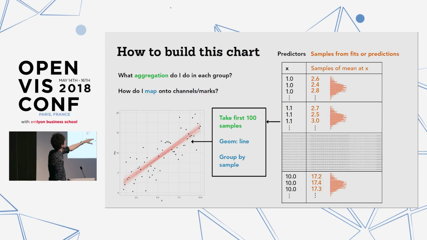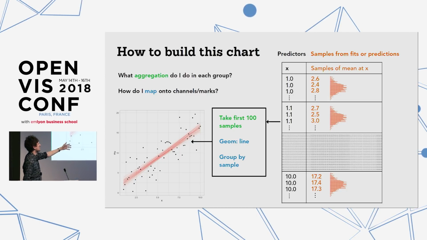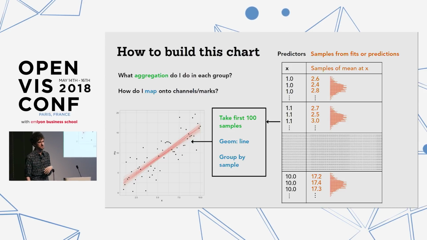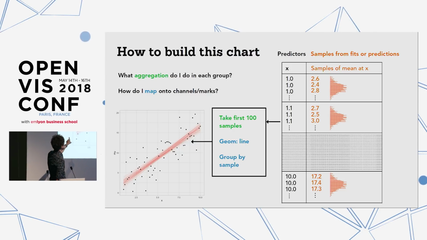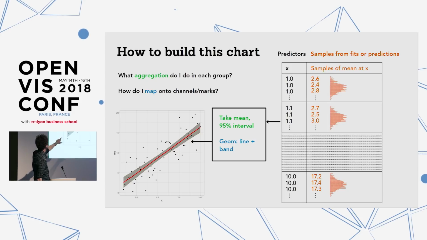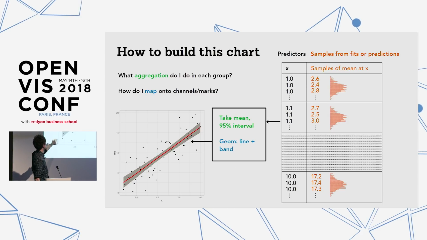Okay, so instead, in each of these buckets, I'll just take the first 100 samples, map those onto a line geom, and group each one by sample. Now I get 100 approximately equally likely regression lines as a visualization of uncertainty here. The nice thing about this visualization, in comparison to this one where I can ignore this band, is that it's really hard for me to just say, well, I'm just going to take this line in the middle.